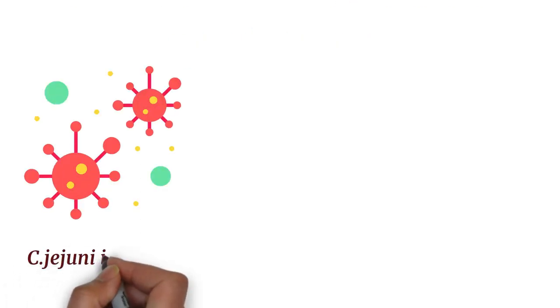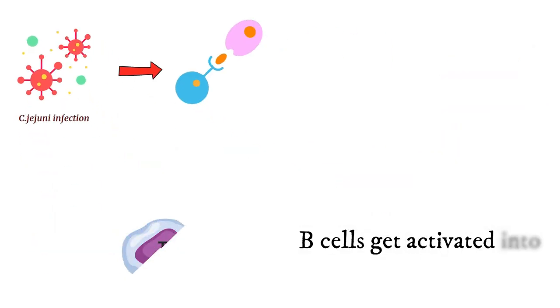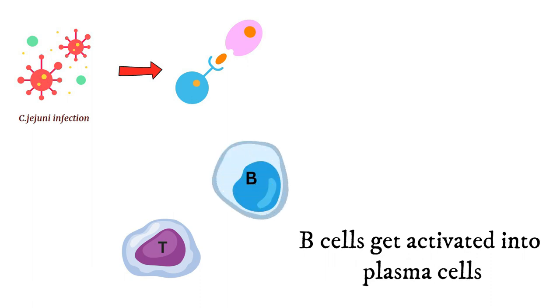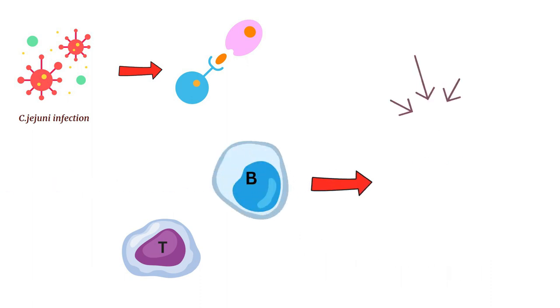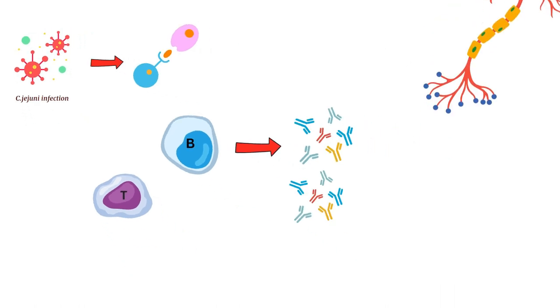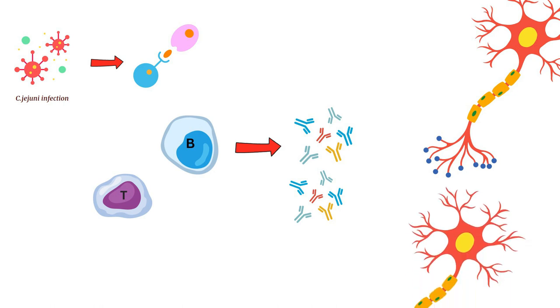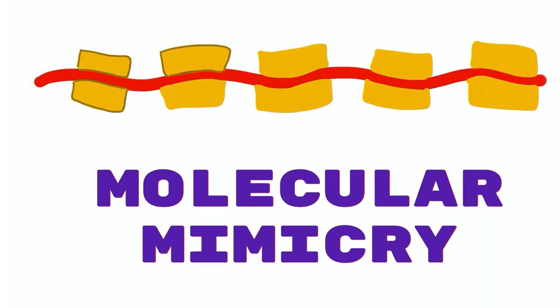So following a Campylobacter jejuni infection, the antigen presenting cells present this microbial antigen to the T and B lymphocytes. The B cells will get activated into plasma cells and they will secrete antibodies against these bacterial antigens. Now these antibodies can't differentiate between the actual antigen and the host cell because they all look the same. So they start cross-reacting with the myelin gangliosides. This whole process is called molecular mimicry.